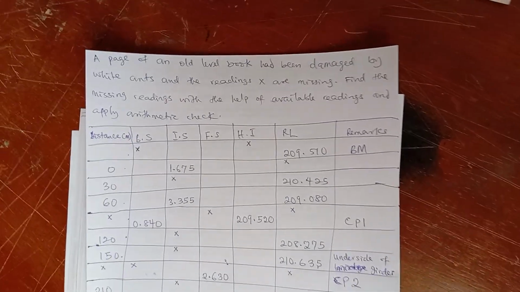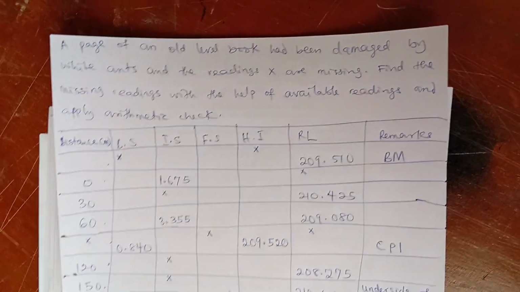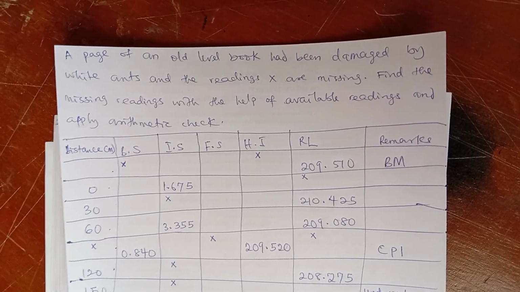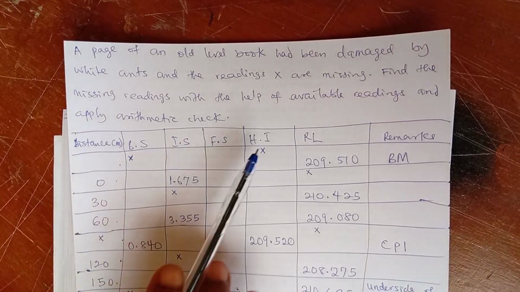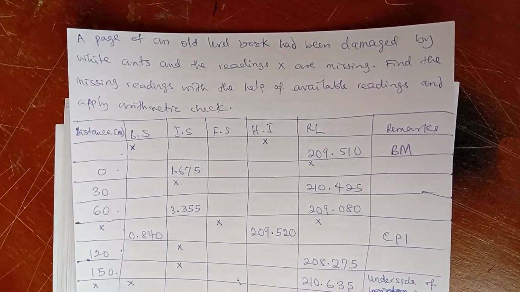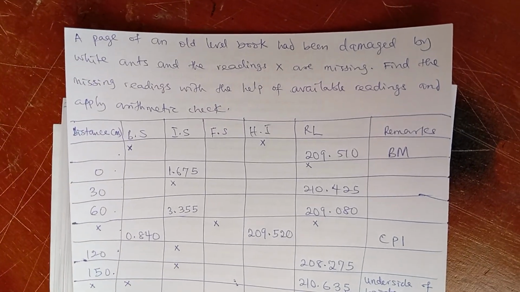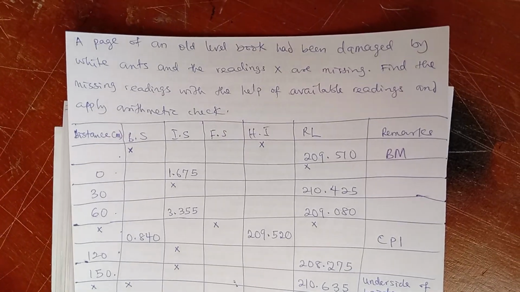But this one now has to do with missing readings. So it's an old level book and it has been damaged by white ants, and all these readings, all these points you are seeing with stars, those ones were missing. So they now want us to look for these readings and apply the necessary check. How do we get these readings?